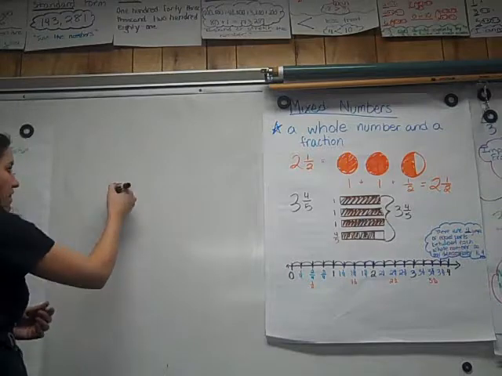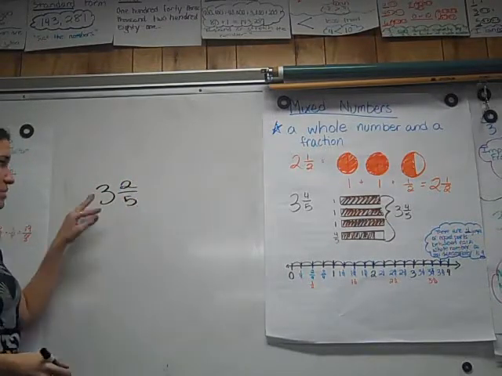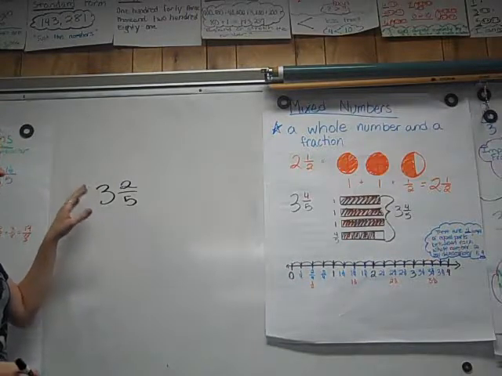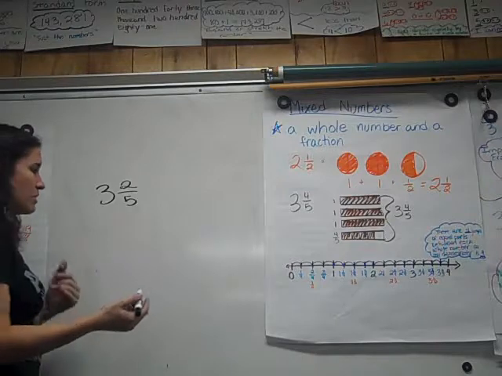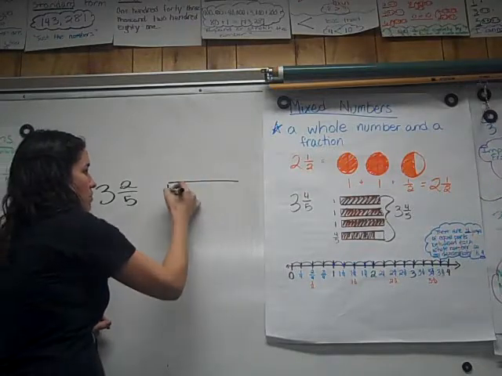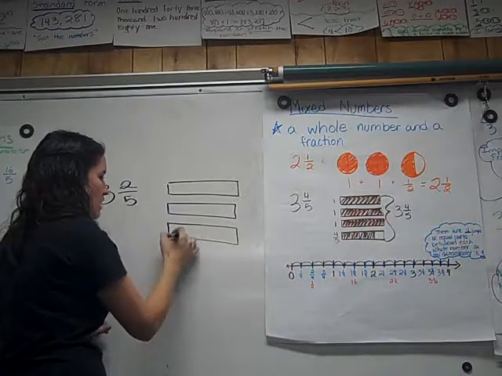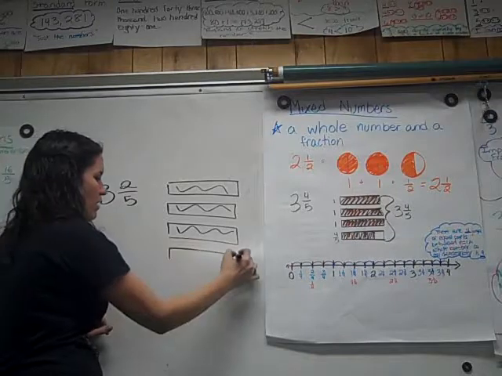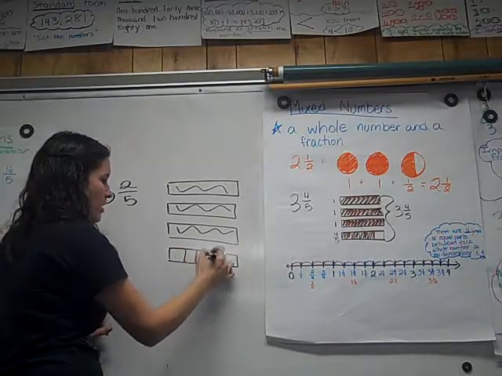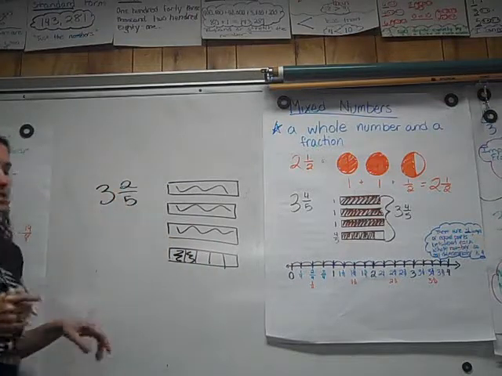So if we had the mixed number 3 and 2/5, the students know that this would represent 3 whole groups, and then 2/5 means 2 parts out of 5 equal parts. So as a picture, this would be 3 whole bars that would all be shaded in, and then I would also have this last bar broken into fifths. This is 1, 2, because my numerator is 2.